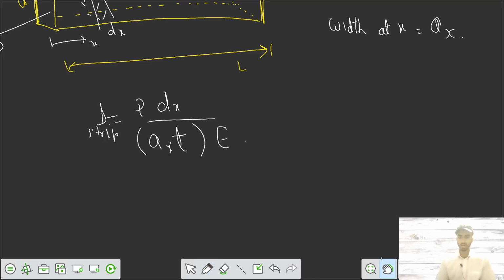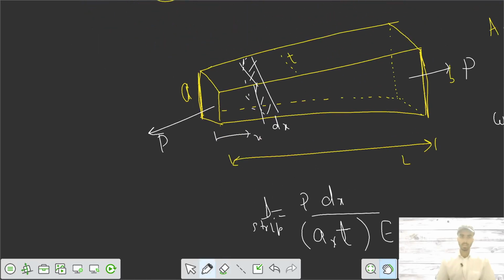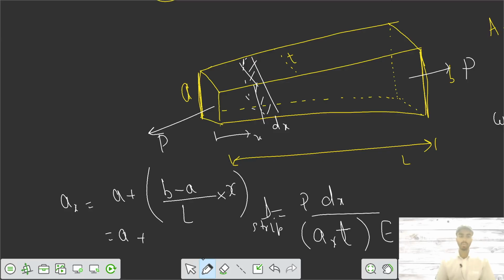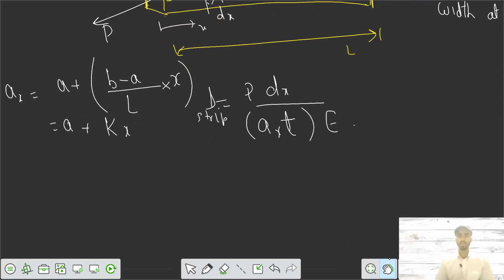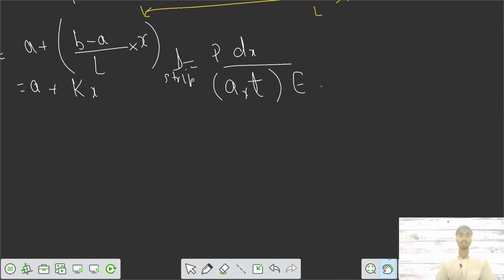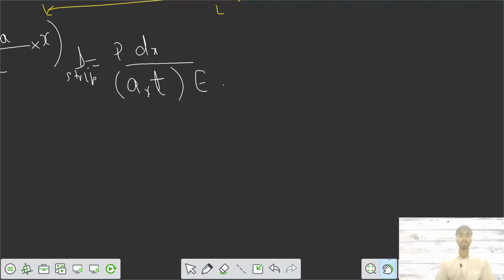Now you need to get the value of Ax. Value of Ax is A plus the change of width, B minus A per unit total length, but I need it only for the value of X. Write it as A plus kx. Your k becomes B minus A by L. A plus kx.